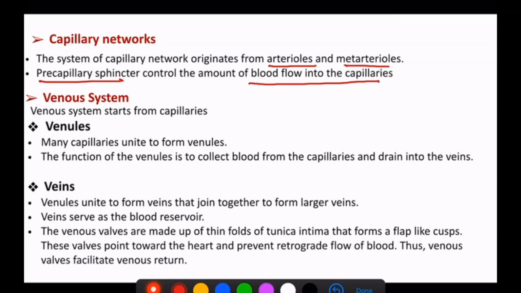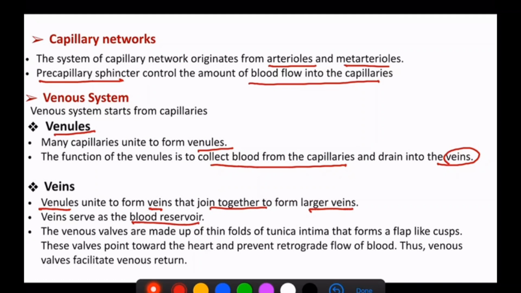Now coming to the venous system, we have venules and veins. The venous system starts from capillaries. Many capillaries unite to form venules. The function of venules is to collect blood from capillaries and drain it into the veins. Now veins: venules unite to form veins, which again join together to form larger veins. Veins serve as the blood reservoir, and as we have discussed, they are also called capacious vessels.